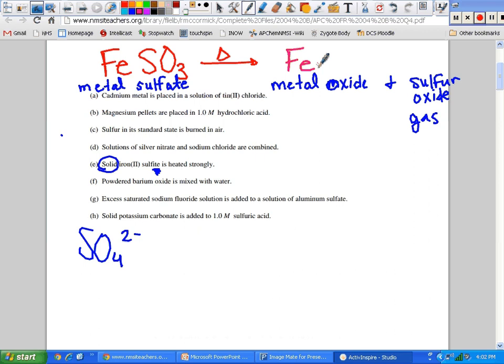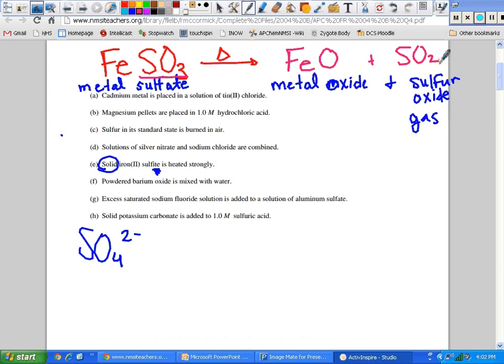So what is your sulfur oxide gas going to be? Well, one of the oxygens hung on to iron. So how many does that leave you? Leaves you 2. So it's SO2 plus SO2. Is there anything to cancel out of this? Nope. That's it. That would be your answer.